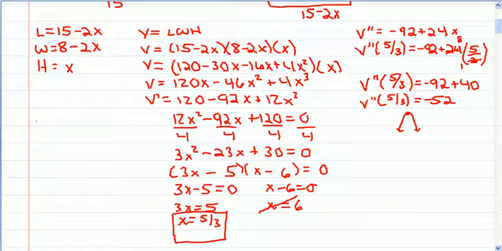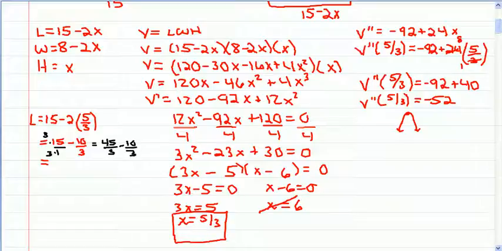So to find the dimensions of this rectangular box, if we take 5/3 and substitute it in for x in the length and x in the width, the length is 15 minus 2 times 5/3, which is 15 minus 10/3, and if I multiply by 3, I have 45 over 3 minus 10 over 3, which is equal to 35 over 3.